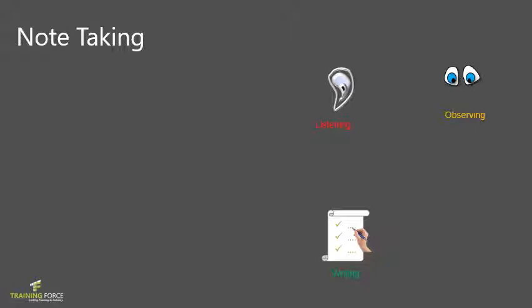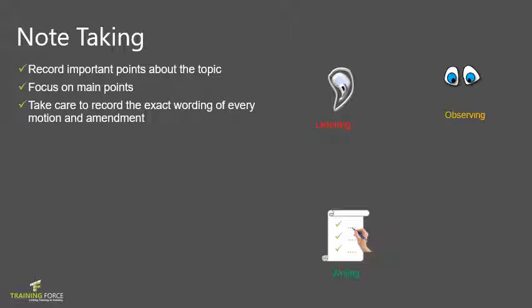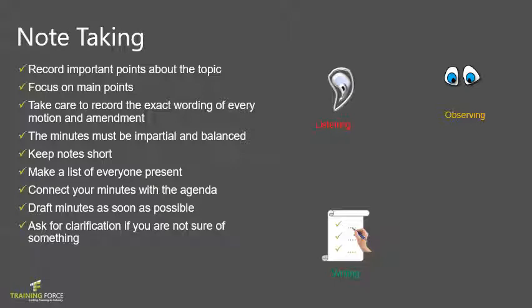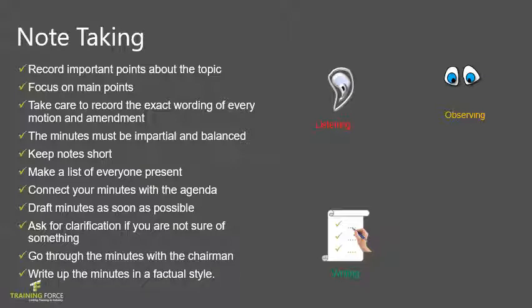Let's take a look at some of the other important factors to document in the minutes. Record important points about the topic. Focus on the main points. Take care to record the exact wording of every motion and amendment. The minutes must be impartial and balanced. Keep notes short. Make a list of everyone present. Connect your minutes with the agenda. Draft minutes as soon as possible. Ask for clarification if you're not sure of something. Go through the minutes with the chairman and write up the minutes in a factual style.